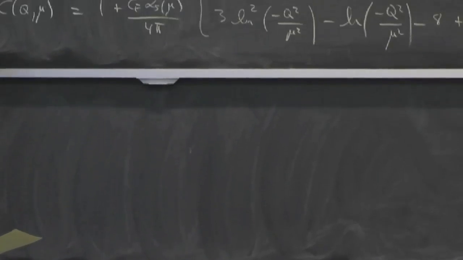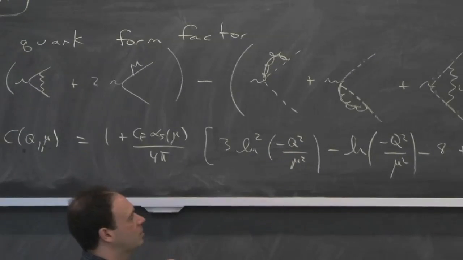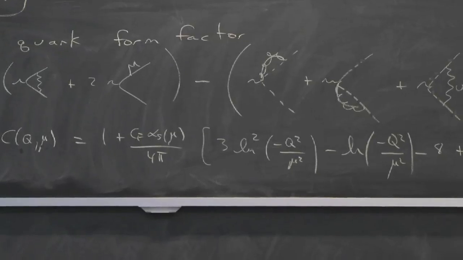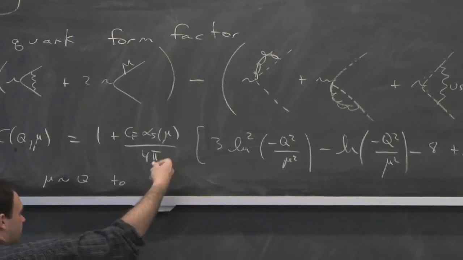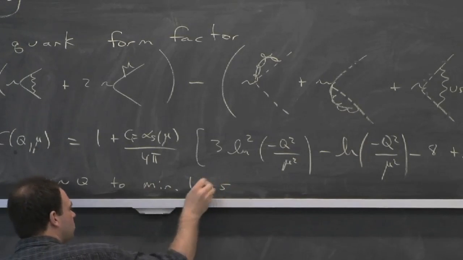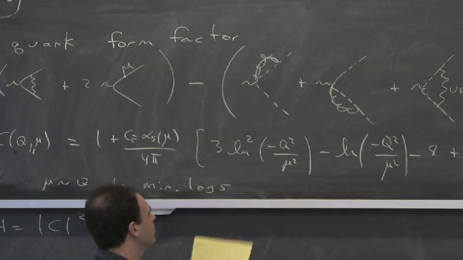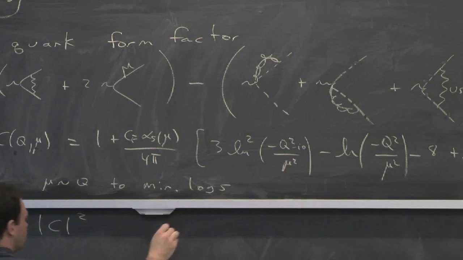And you see here that this thing depends on mu over q, right? And that's what I was saying, that the log in the Wilson coefficient or the hard function should be minimized for mu of order q. And we see that by doing the calculation. H is simply the square of this thing. So there are imaginary parts from these negative logarithms. These are minus q squared minus i0. But when I take the mod square, this thing is real.